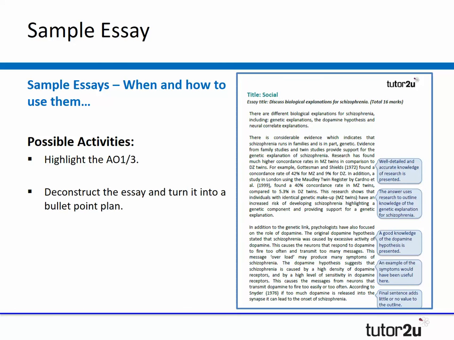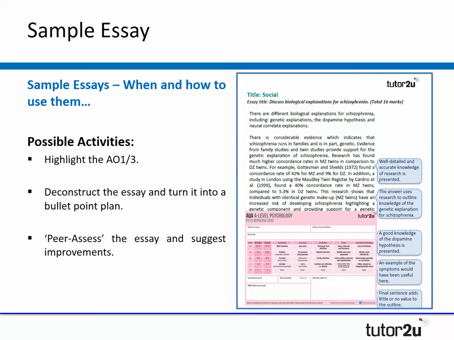A great thing you can do thereafter is ask them to deconstruct the essay. So you could ask them to turn it into a bullet point plan, so they walk away with a series of, say, 6 or 7 bullet points, so they know that this is an overarching structure. You could ask them to use the peer assessment grids we've developed and mark the essay and suggest possible improvements, always a really useful one to do in class.